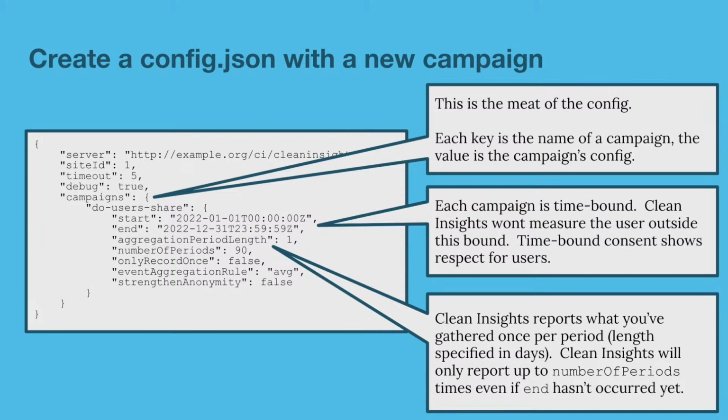The number of periods is another limitation you could put on how much data you're gathering. So even if we're within that beginning and end range there, the length of 2022, I only want to record 90 aggregation periods per user. So after you've reported 90 times, we can just stop. If I wanted to collect for the full duration of that year, I could make this something like 366, and then even if you start in June, it'll just run through the end of 2022.